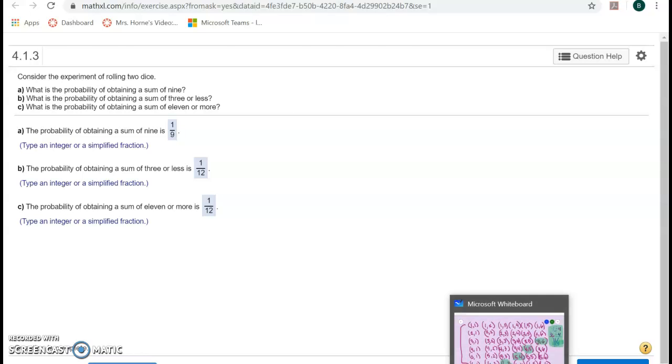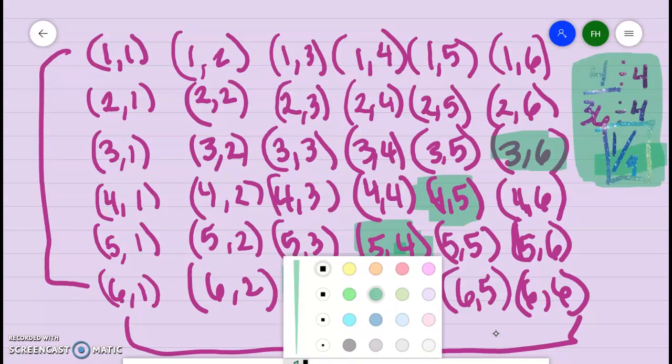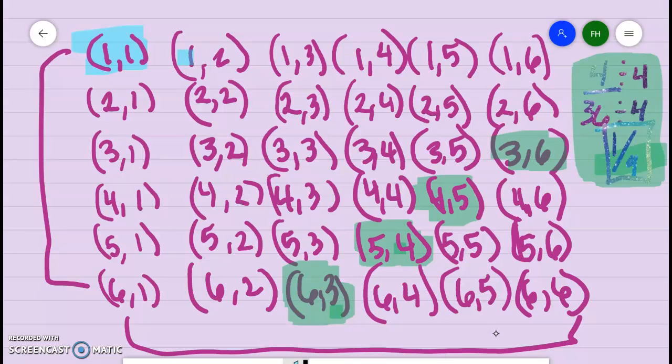Now let's look at the next one, the probability of obtaining a sum of 3 or less. So 3, 2, or 1. Let's look at that. 1 plus 1 is 2, 1 plus 2 is 3, 1 plus 3 is too big, 2 plus 1. So there are only 3 scenarios where you could obtain a sum of 3 or less. So 3 out of 36, which simplifies to 1/12.